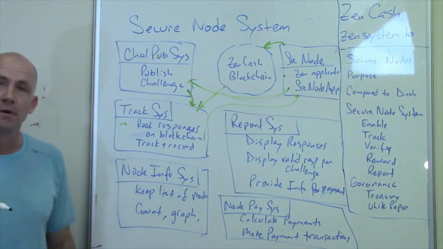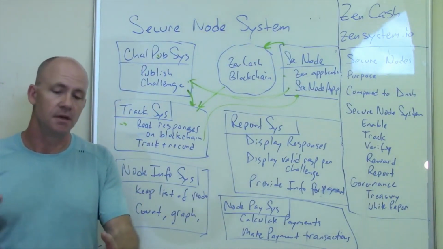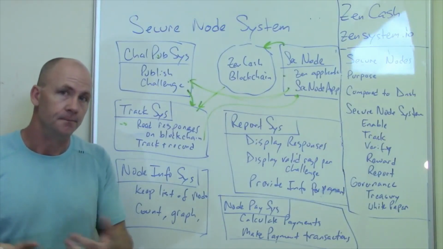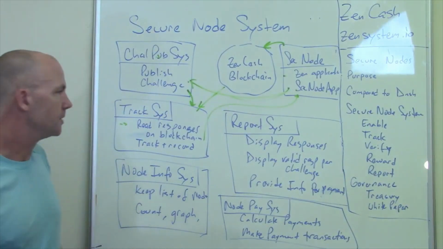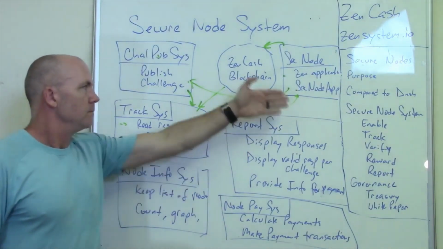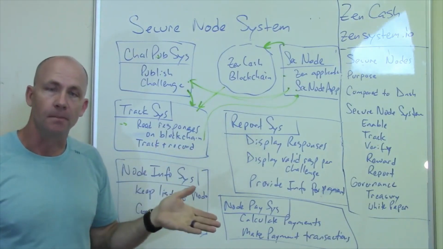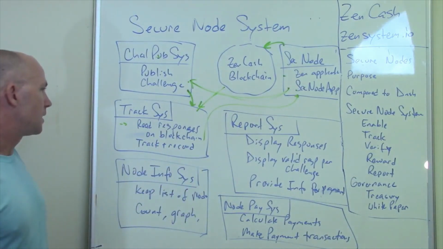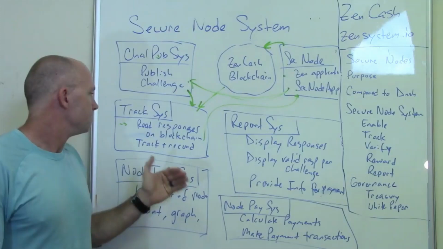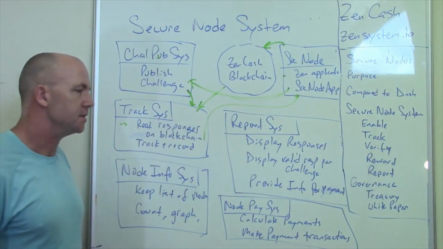node itself. So that secure node, remember, has got to have a valid SSL certificate, and it's got to publish the response. So the tracking system gets the shielded transaction, reads the response, and keeps track of them. It just gets all the responses and keeps track of them.